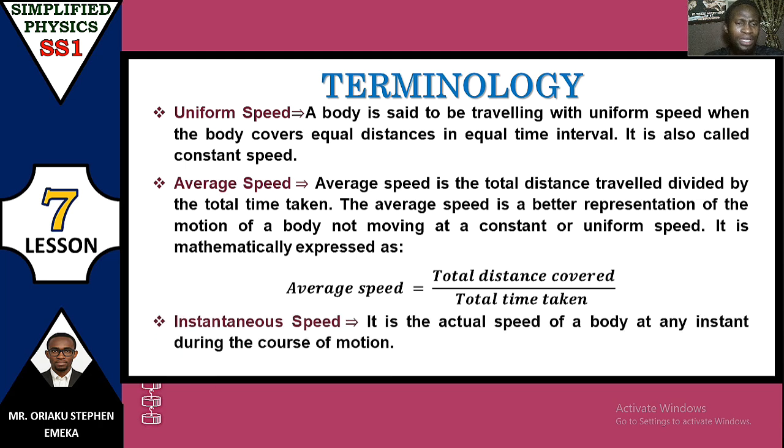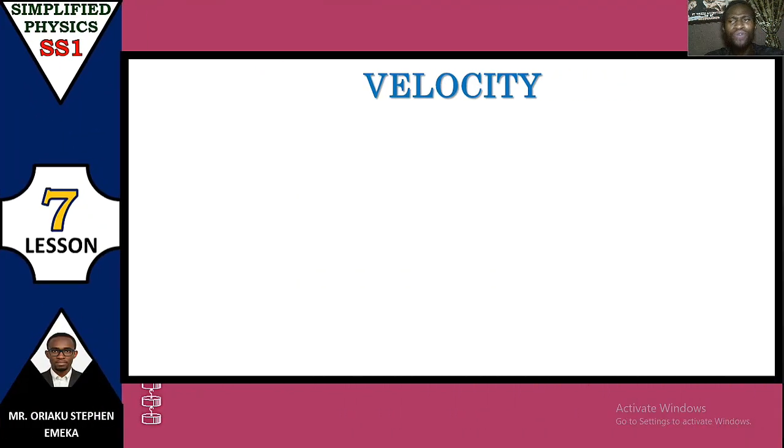So there's a difference between uniform speed and average speed. Now let's talk about instantaneous. Now look at the word instantaneous. It's gotten from the word instant. So it means the speed of a body at an instant. So that is the meaning of instantaneous speed: the actual speed of a body at any instant during the course of motion.